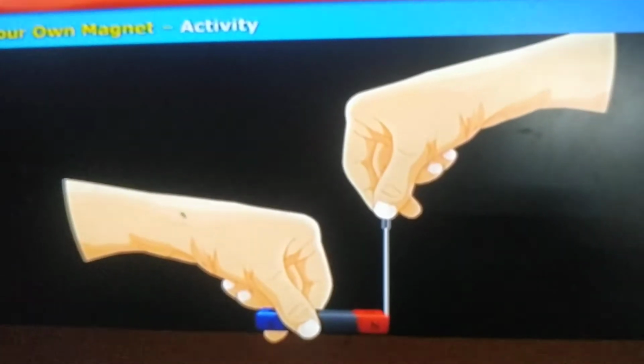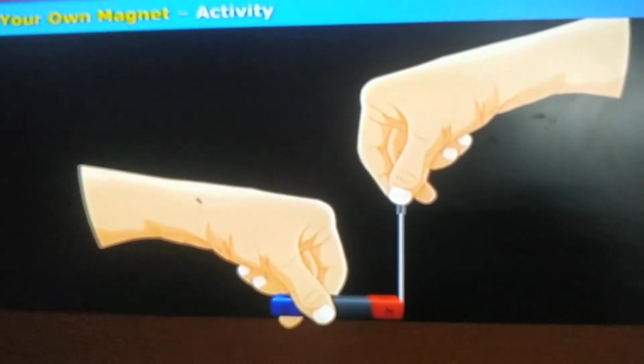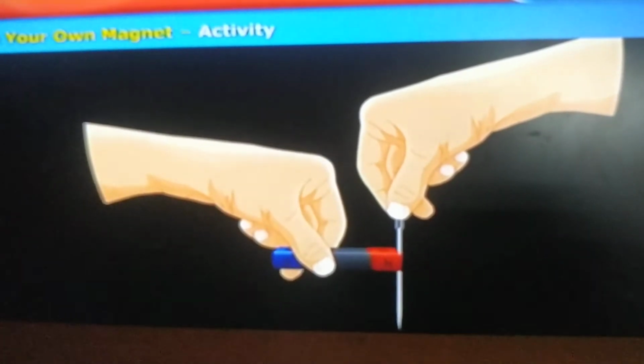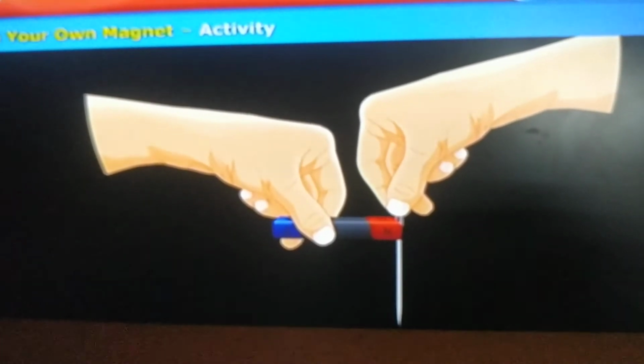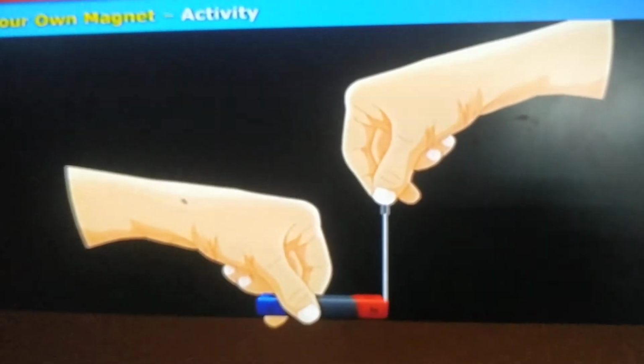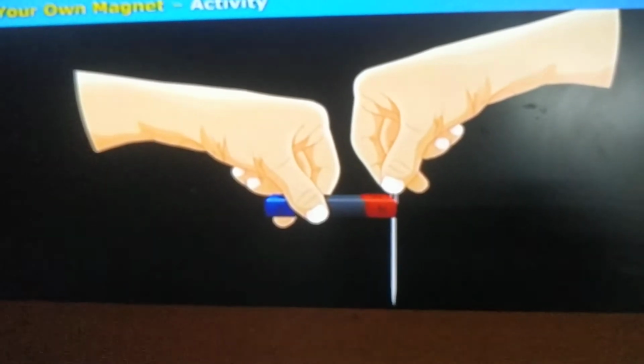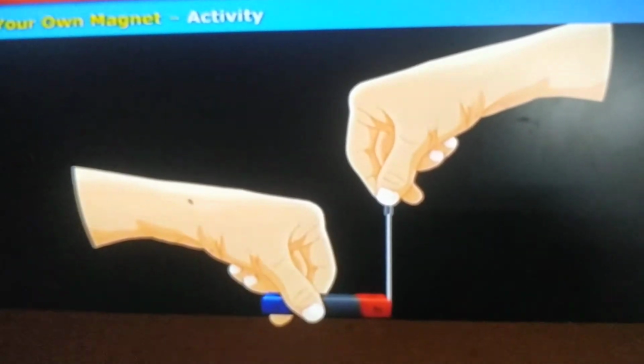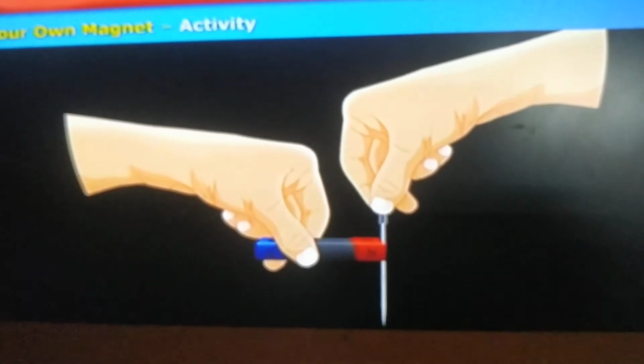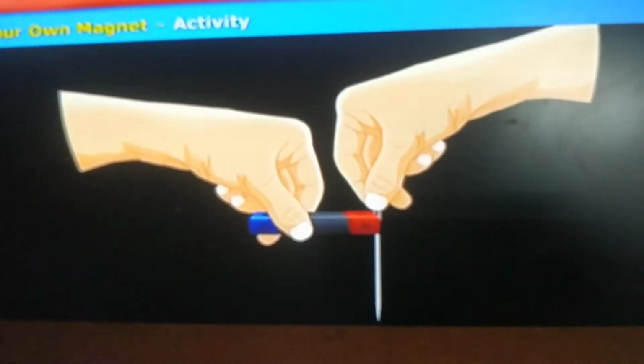Bring it to the first end of the iron nail. Again do the same. Once again move the magnet along the iron nail in the same direction as before. Repeat this process about 30 to 40 times, not one or two times. That is the number of times you have to do this.